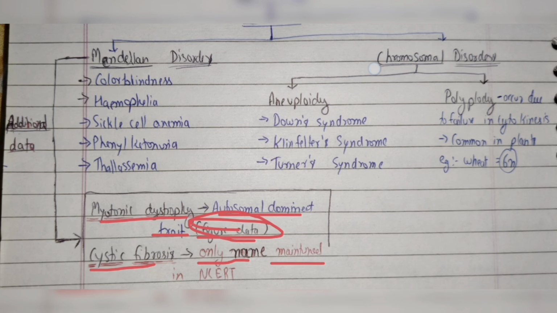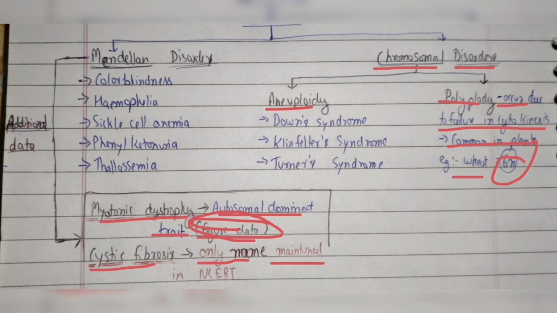Let's move on to the chromosomal disorder overview first. So aneuploidy and polyploidy would be two types of chromosomal disorder. Polyploidy would occur due to the failure in cytokinesis. It is common in plants like wheat. It could go up to 6N.